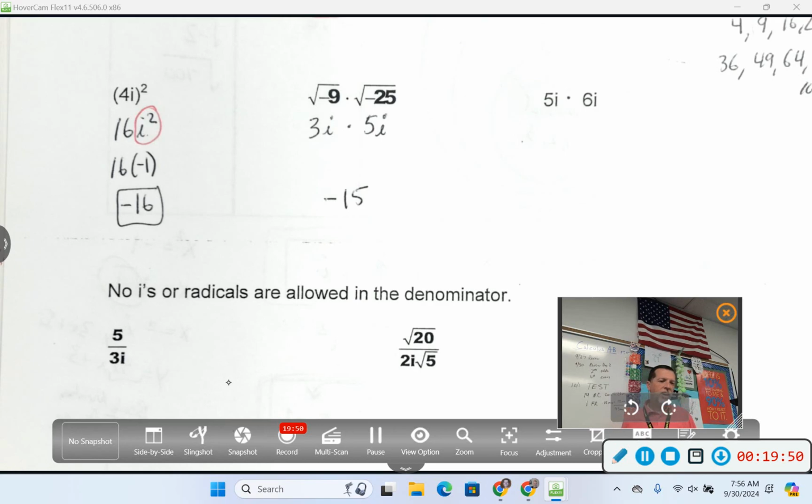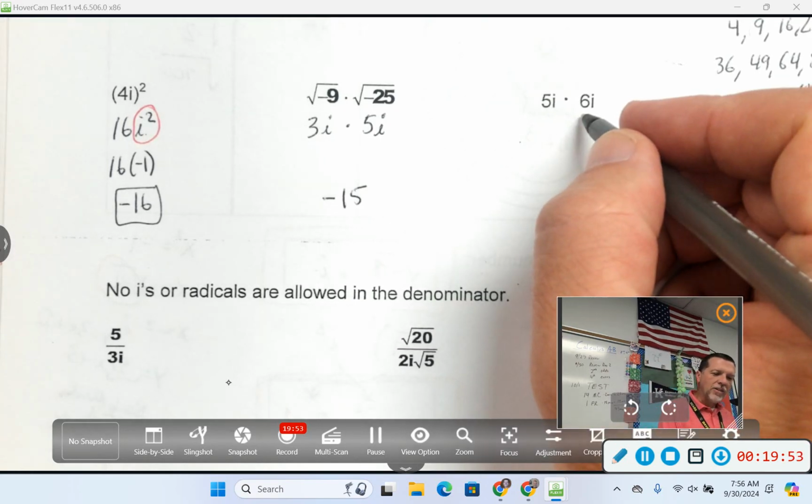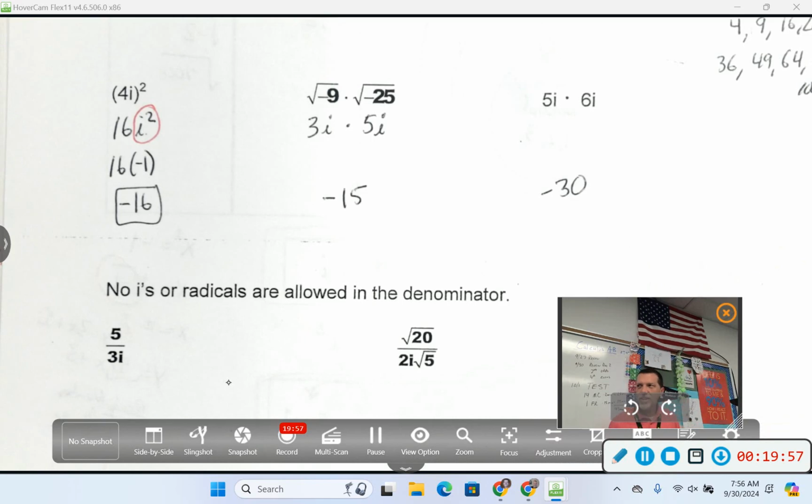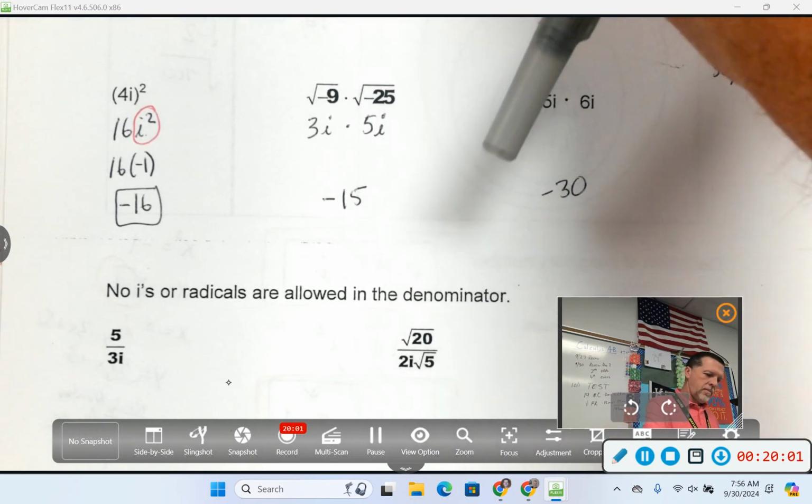5i times 6i? You could probably jump to the end on that one. Negative 30. Because i squared is negative 1.